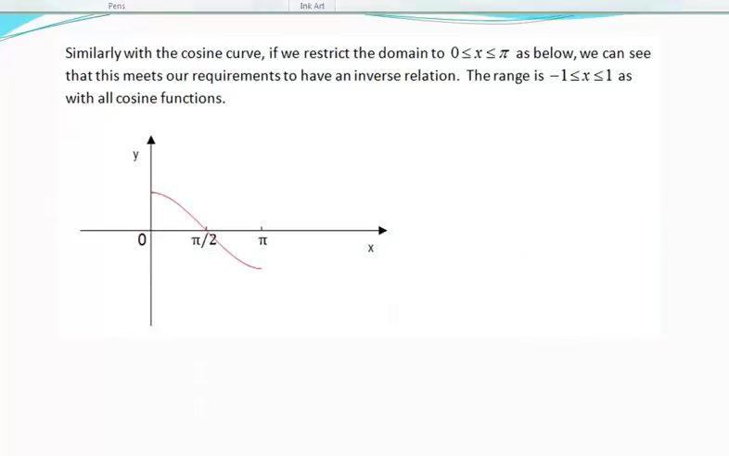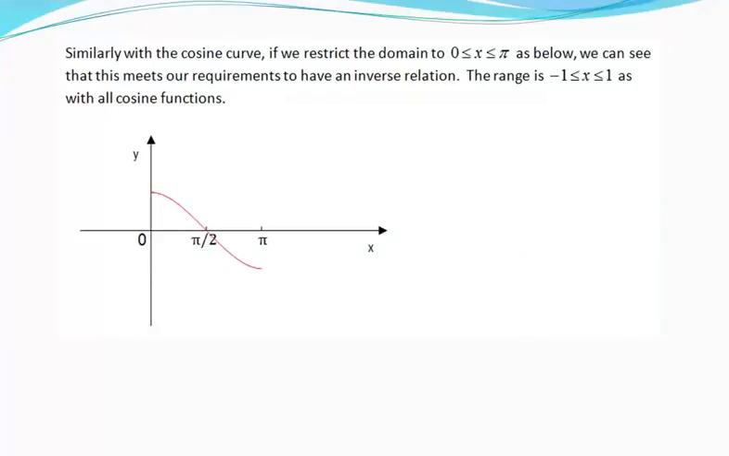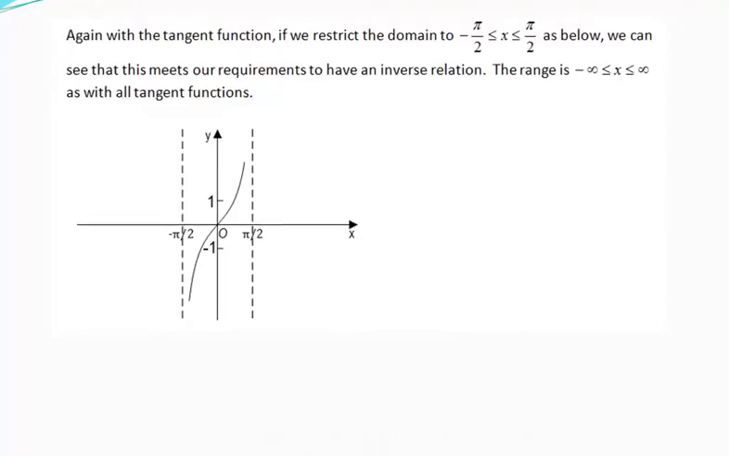Similarly with our cosine curve, if we restrict our domain 0 to pi here, we see that this meets our requirements. We can put horizontal lines through without cutting through twice. Our range again is 1 to -1 here. And with our tangent function here, we restrict our domain from negative pi on 2 to pi on 2. We can see that this meets our requirements to have an inverse relation. Here we continue on, so our range will be from infinity to negative infinity here.